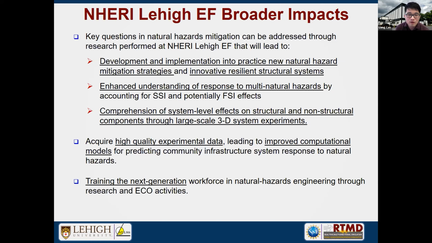Here, you can obtain high-quality experimental data leading to improved computational models. Because we are doing real-time hybrid simulations, you are not going to do purely numerical simulations. All the test experiment data will help you to improve your computational model. And the most important thing, we are training the next generation's workforce. Which means the students who are trained in our lab, doing tests in our lab, could be the leaders in the future of natural hazard engineering.